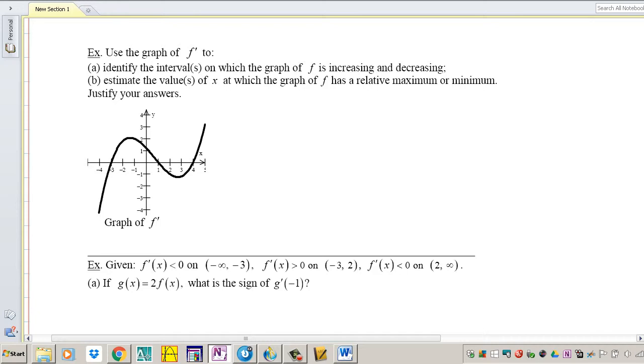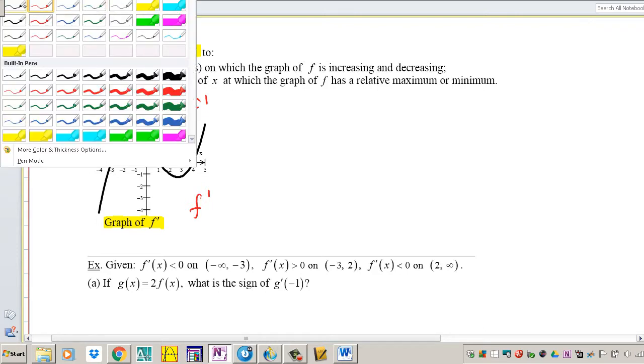So the second example we have: use the graph of f prime. Now I want you guys to notice, use the graph of f prime. This is not the graph of f. This is not the graph of anything else. It's the graph of f prime. So one thing that I tell students to do is I always tell them to write big F primes all around. That way they know that they're dealing with the f prime, which is the derivative, not the function. And you'll see why in a bit.